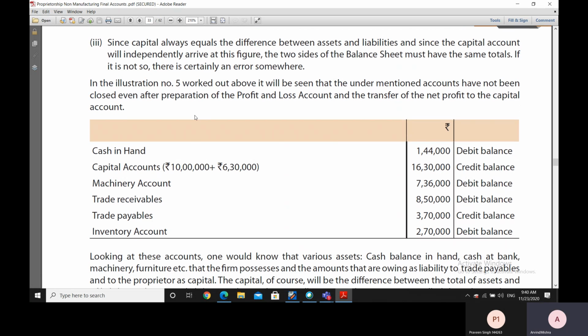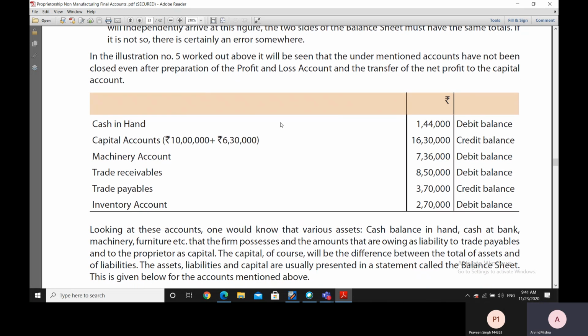Now, in the above illustration that we just saw, illustration number 5, we can see that there are these 6 accounts which have not been closed even after the preparation of the profit and loss account. These accounts are still remaining to be closed because ultimately these accounts are still having a balance in them. For example, the cash in hand account is not taken out of the trial balance, capital account is not taken out of the trial balance. All these accounts are still lying there in the trial balance.